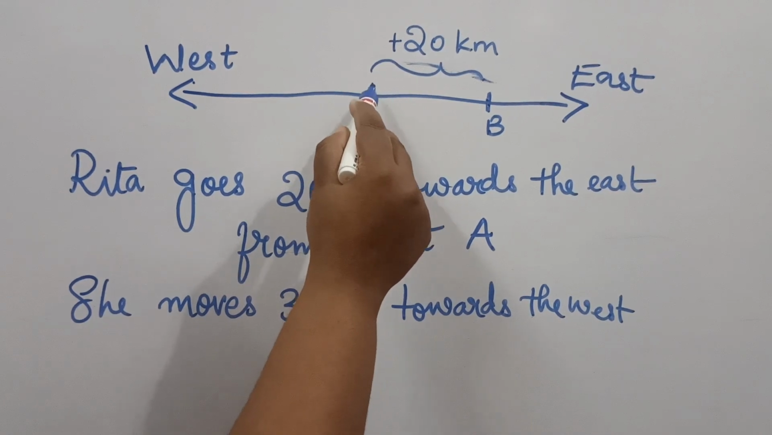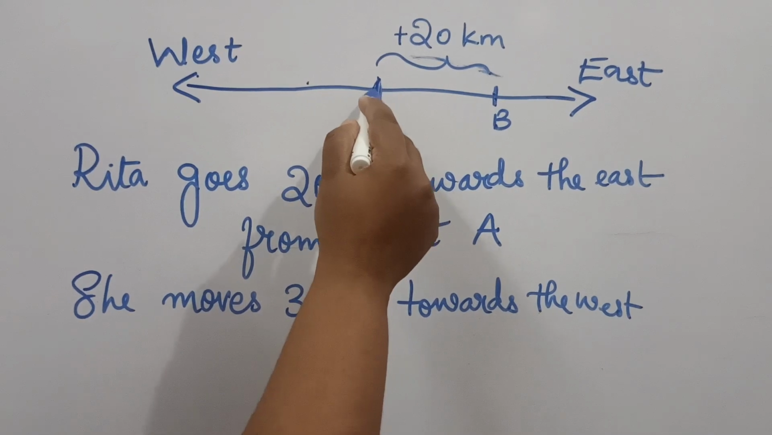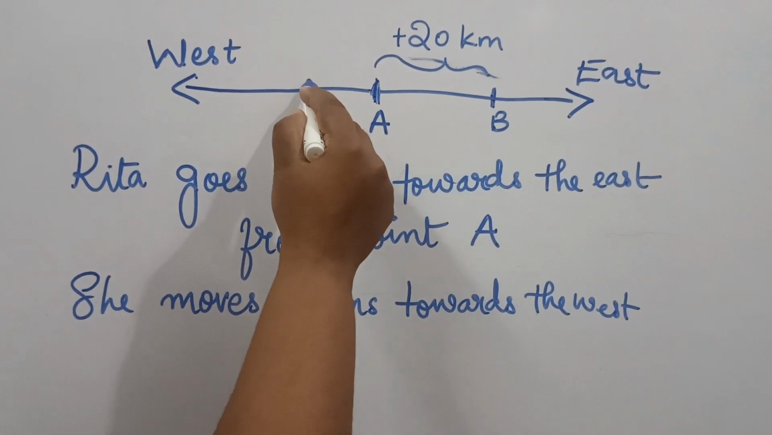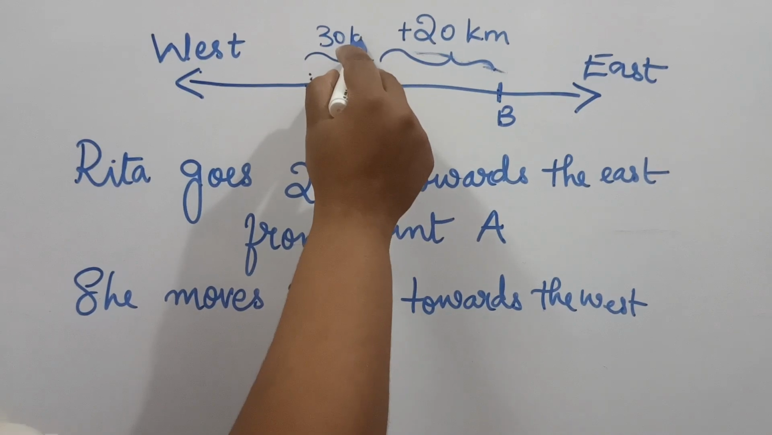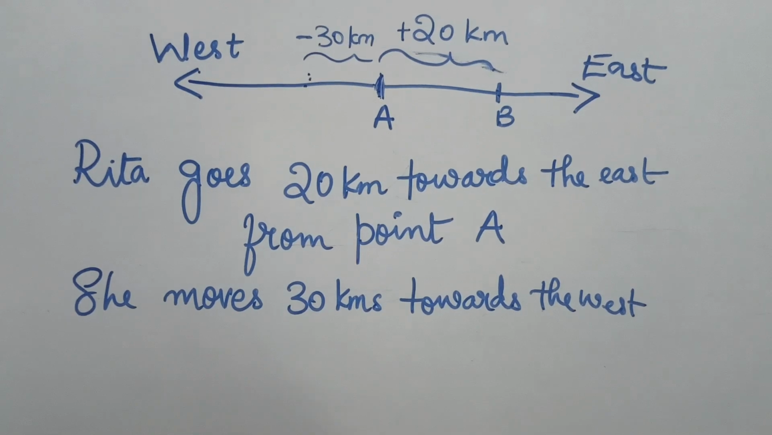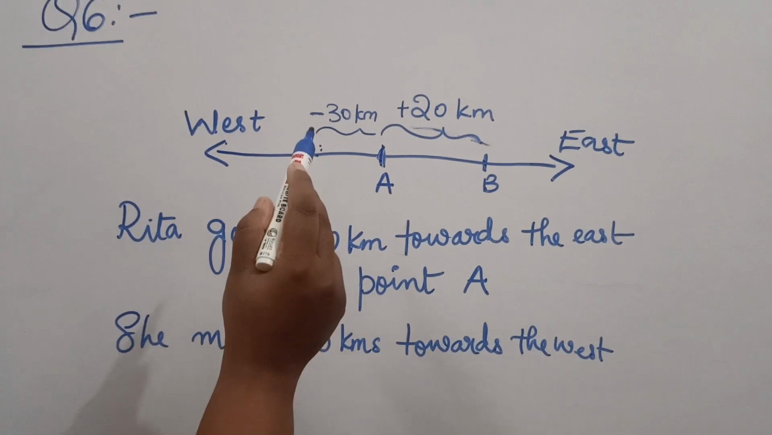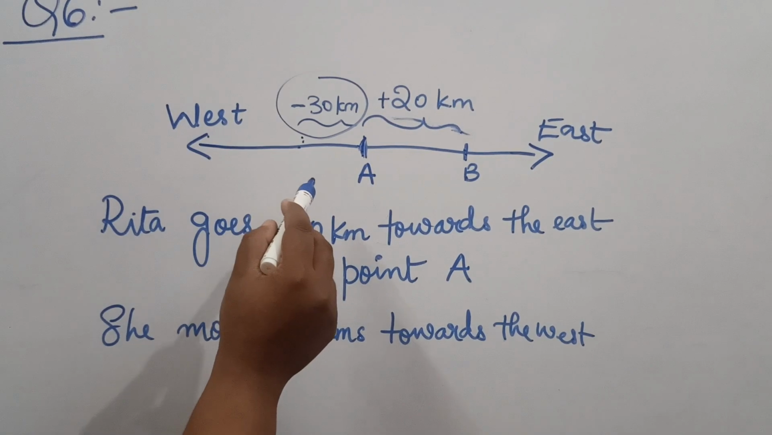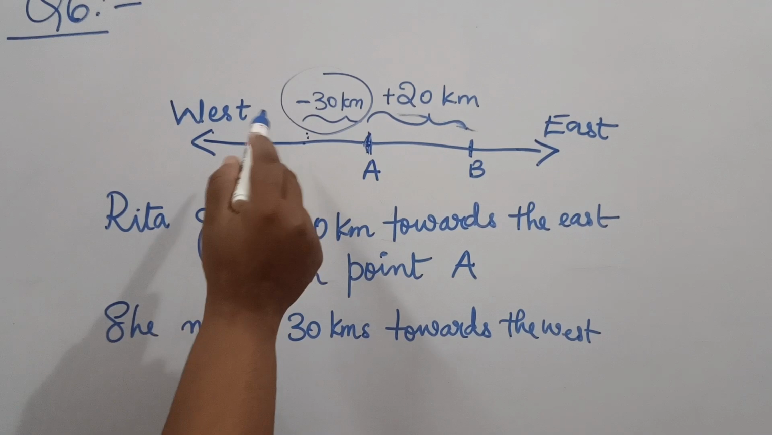If you remember the number line, when you cross this midpoint, the 0, this side it is negative. Okay, so 20, and she comes somewhere here, and it is 30 kilometers from point B. So it is marked as negative because after this you have negative integers. Okay, so what do you have to find out? The first question was, how will you represent the distance traveled towards the west? You will mark it as negative because you have reached this point, and after this it's negative.